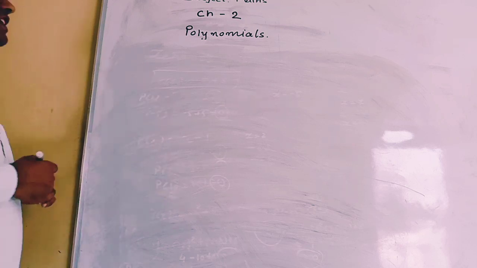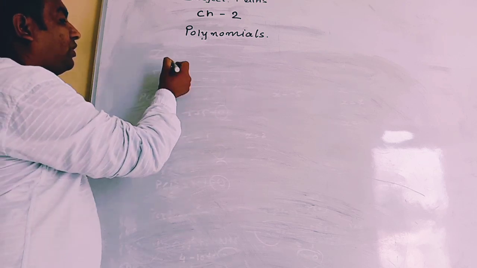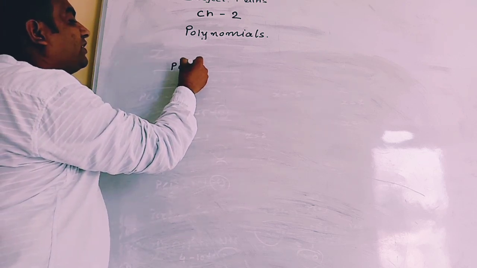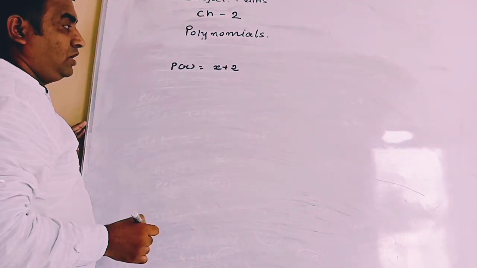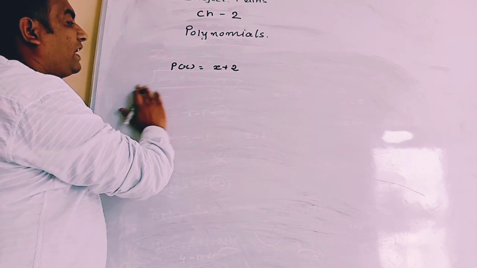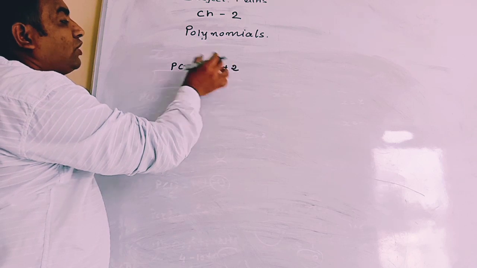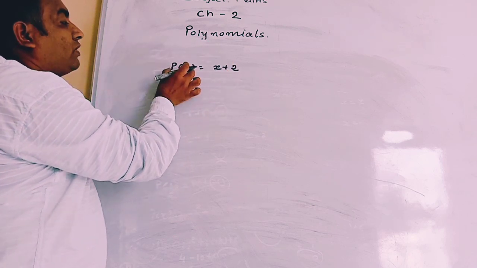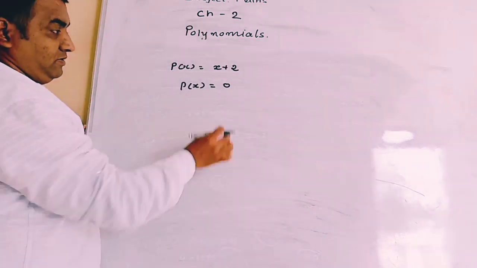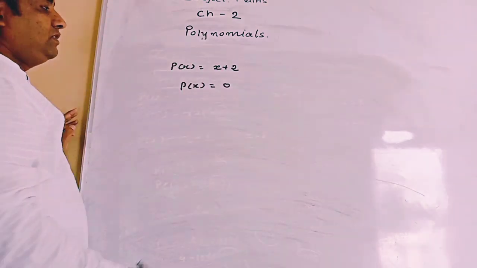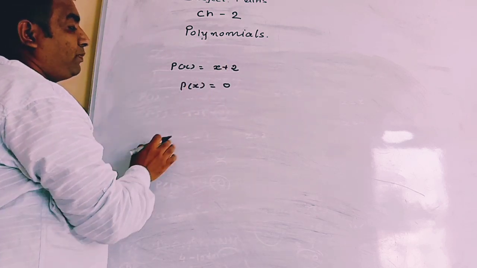Now there is a question: how to find the zero of a given polynomial. Suppose a linear polynomial is given, p(x) equals x plus 2. How do we find it? By the trial and error method, but we would have to think of so many values. Instead, we know that the value of x for which the polynomial becomes 0 is a zero of the polynomial.